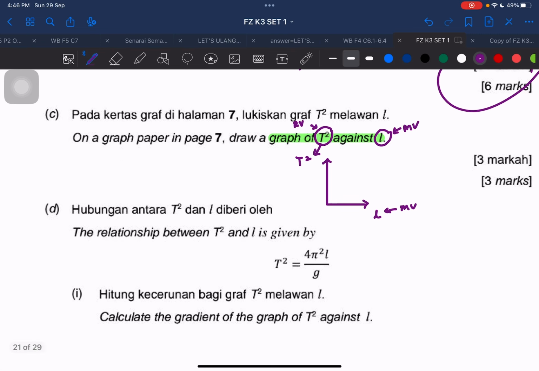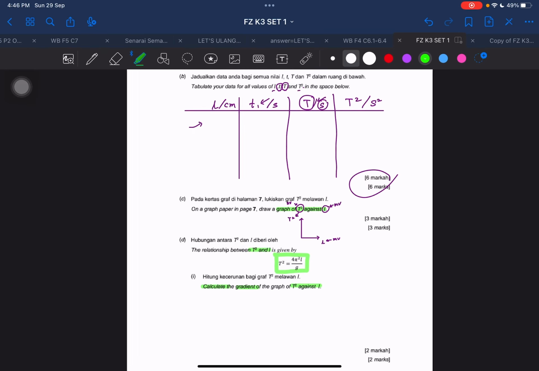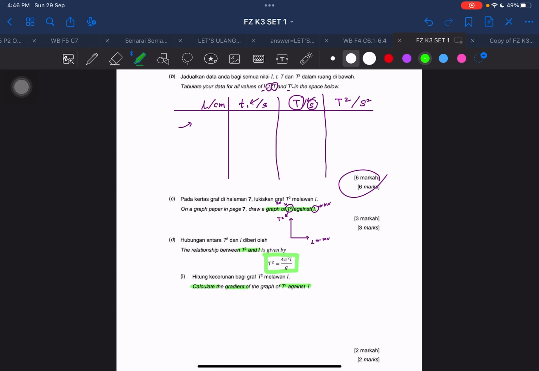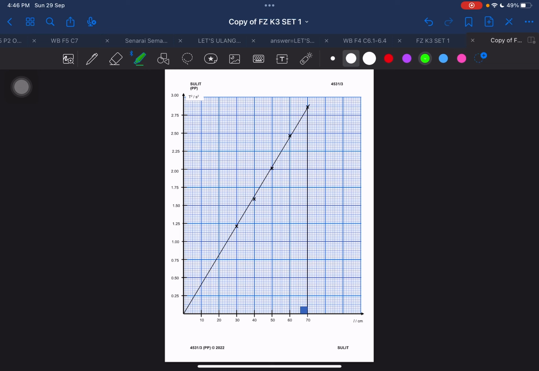Plot your graph. Then after you plot your graph, they give you the relationship between T square and L in formula form. Then from your graph, you need to calculate the gradient of T square against L. We plot the graph first with the data given. I will show you the marking scheme. So this is the graph T square against L. It is a straight line graph from the origin, so this is a directly proportional graph.